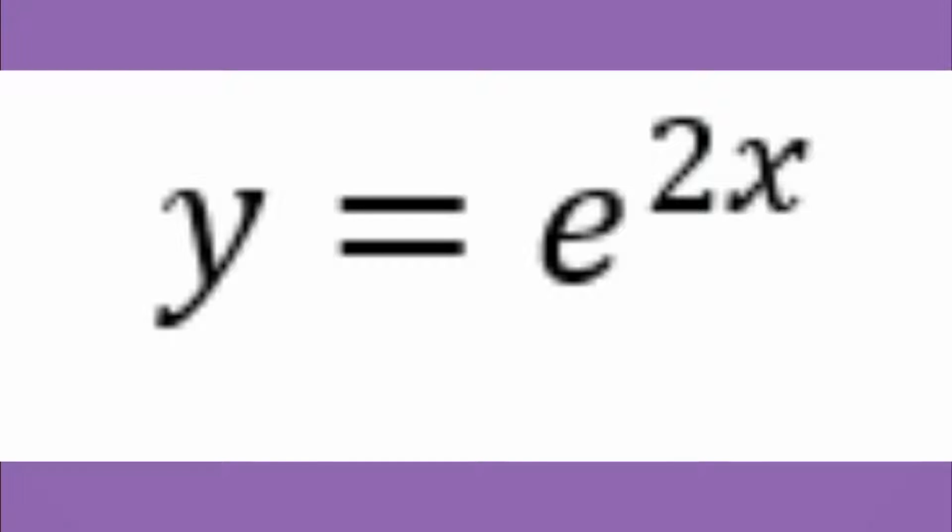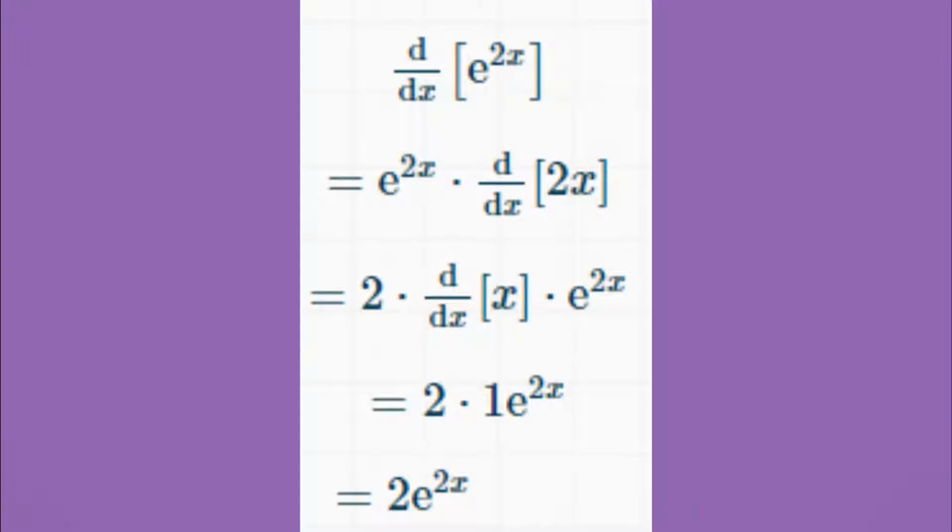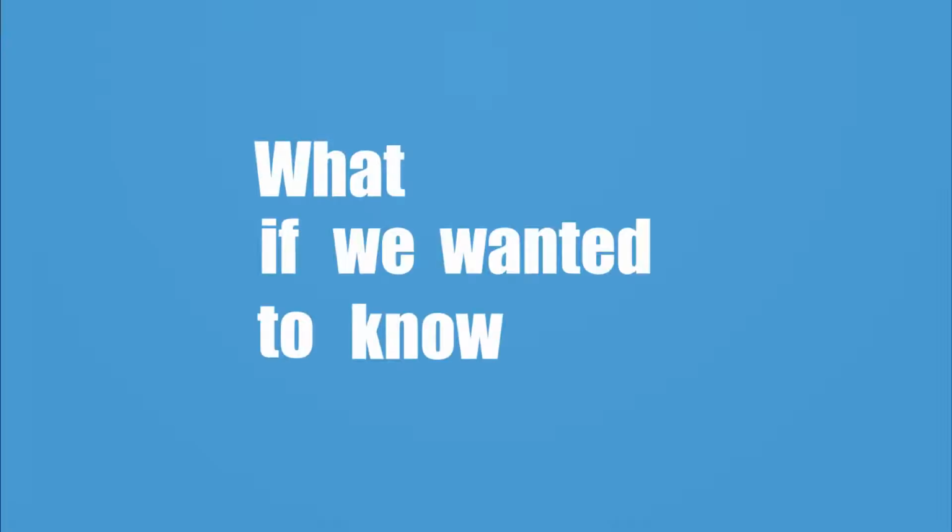First, you take the derivative of the outside, which just gives you e to the 2x, and then you multiply by the 2 derived from the exponent. What if we wanted to know if a graph was concave up or concave down? Well, you do the second derivative, or pretty much just taking the derivative twice.